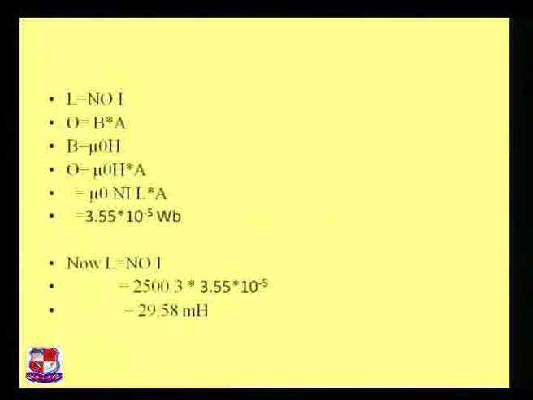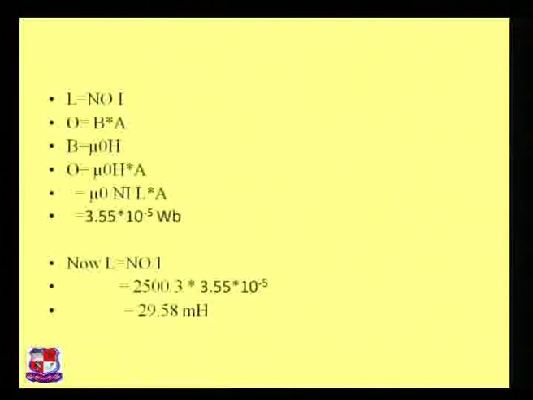L is equal to Nφ/I, but φ, which is flux, is equal to the flux density into the area. The flux density is equal to μ0 × H, because μr is 1. So we get φ = μ0 × H × A. But H is the magnetic intensity, which is NI/L. So putting all the values, we get the value of φ as 3.55 × 10⁻⁵ Weber.